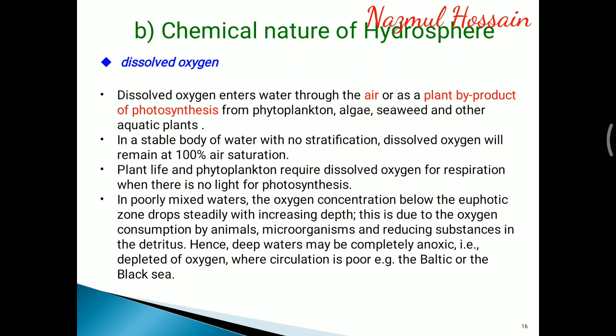In poorly mixed waters, the oxygen concentration below the euphotic zone drops steadily with increasing depth. This is due to oxygen consumption by animals, microorganisms, and reducing substances in the detritus. Hence, deep waters may be completely anoxic, depleted of oxygen, where circulation is poor, as in the Baltic or Black Sea.